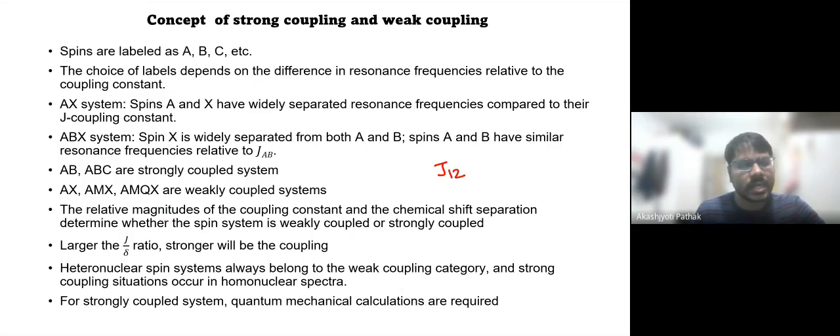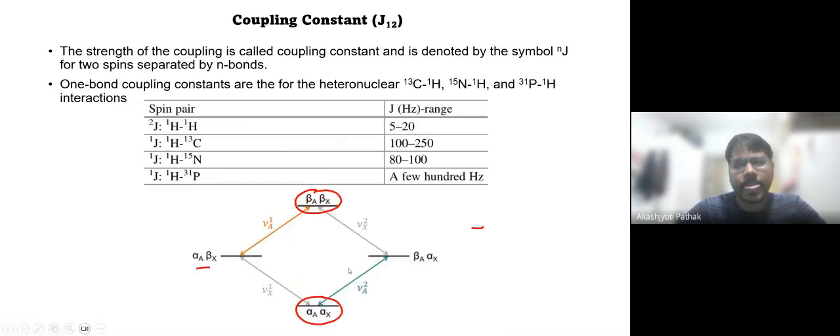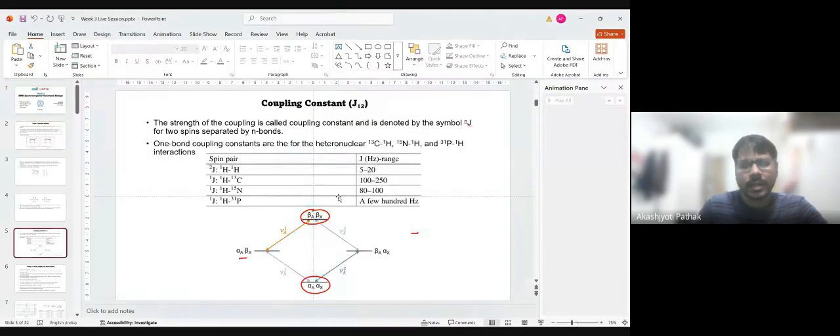When we are talking about the strength of coupling, we have to consider the J by delta ratio. If this ratio is larger, then we say that the two nuclei are strongly coupled. If the ratio is smaller, then we say that the nuclei are weakly coupled. So the heteronuclear spin system always belongs to the weak coupling category, and the strong coupling situation occurs in homonuclear spectra.